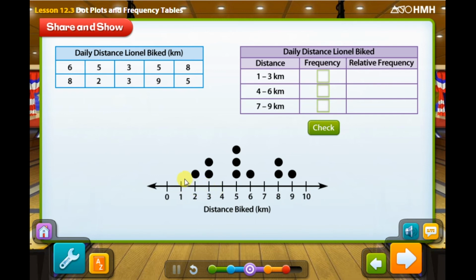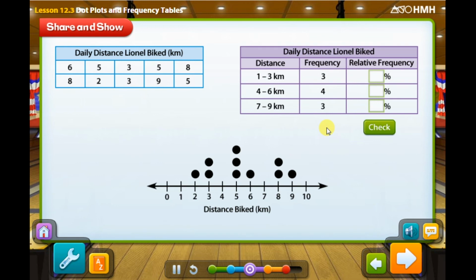So let's count the frequency of each group or each interval. The frequency here, we have 3 dots, so it is 3. So we write here 3. The frequency here is how many dots in this interval? It will be 4. So we write here 4. The last one, the third interval, is 3 dots. Now let's check. Correct. Lionel biked 1, 2, or 3 kilometers 3 times. He biked 4, 5, or 6 kilometers 4 times. He biked 7, 8, or 9 kilometers 3 times.